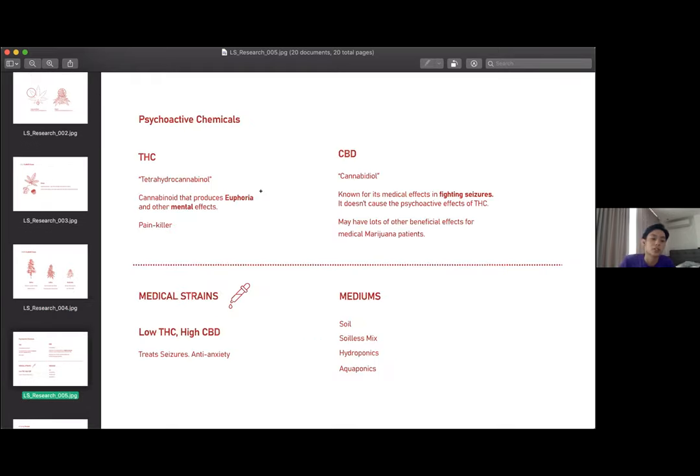So what are the psychoactive chemicals present in them? THC is basically the one that makes you high.